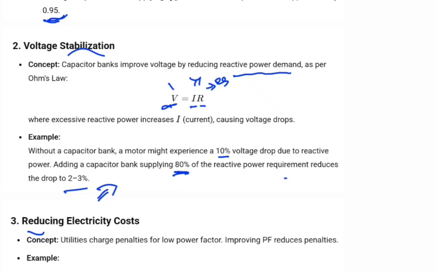So another one, reducing electricity cost. Earlier we discussed theoretically, so now we are going to see the example. Monthly load is 500 kilowatt and the power factor is 0.7. The apparent power is 714 kVA. After adding capacitor's bank to improve to our target 0.95, what is our requirement? 526 kVA is required in the power system. It is reducing the penalty and power consumption, right?